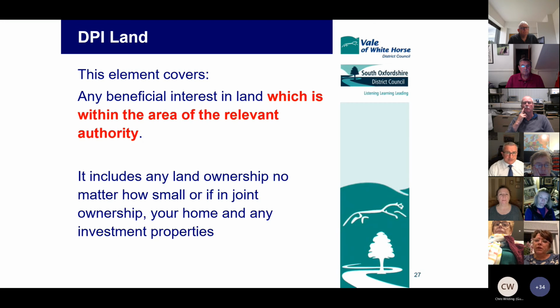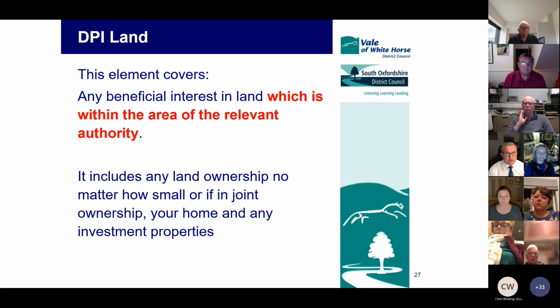Land applies to all of us. We all live somewhere, but for you as town and parish councillors, it's only within the area of your relevant authority. So you only have to declare that if it's within that area. It includes any land ownership, no matter how small, or if in joint names, your home and any investment property. So you have to disclose that.